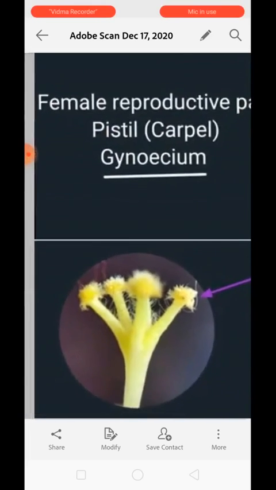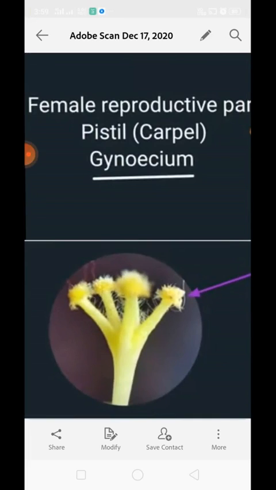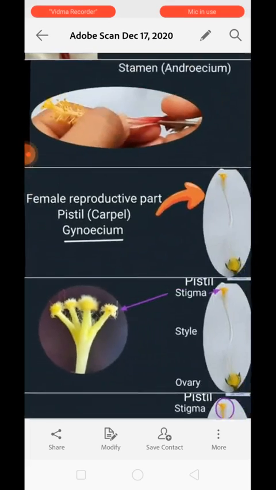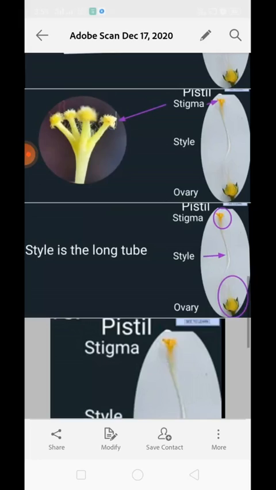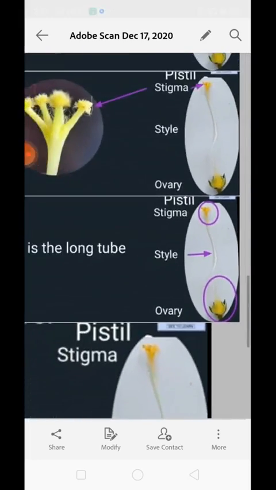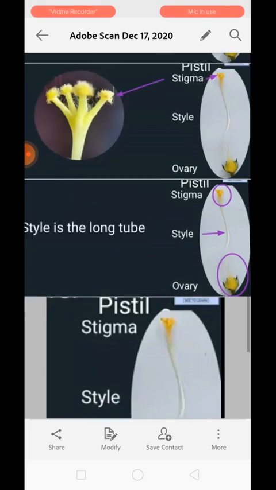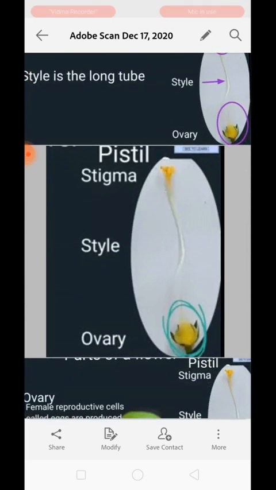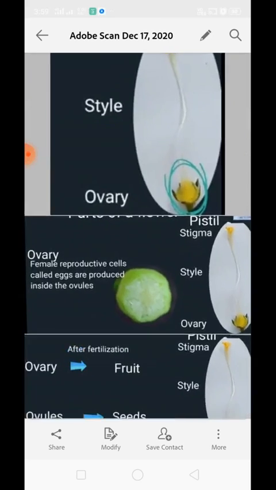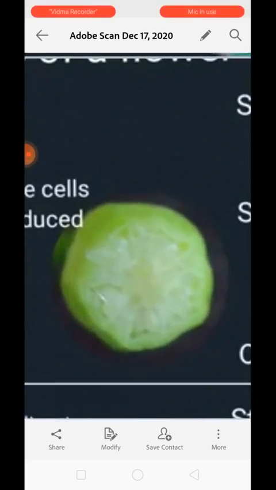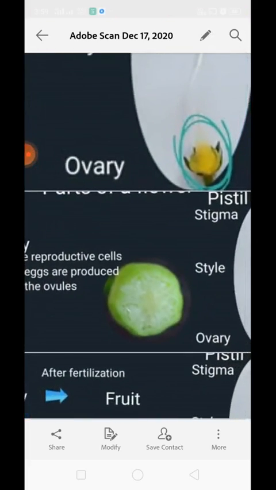These stigmas are sticky in nature so that they can receive the pollen grain. Whenever the pollen grains brush this part, they will stick to the stigma. Understood? Now next, you can see this is the ovary. The stigma is connected with the ovary by a long tube-like structure called the style. Understood? And when we cut open the ovary, we can see the ovules present in the ovary.